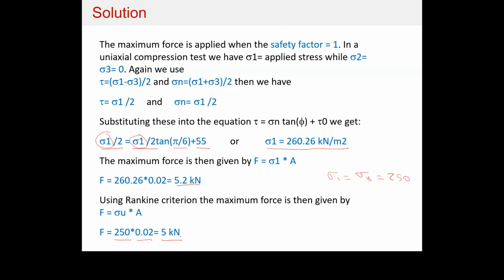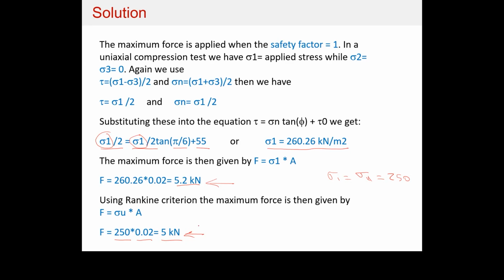Okay? So Rankine is more conservative. Rankine is assuming that the material is going to fail at 5 kilonewton. If you imagine Rankine talking, Rankine is going to tell you, well, once you get to 5 kilonewton, your material would fail. Don't push the force beyond 5 kilonewton. If you imagine Mohr-Coulomb talking, then they would say, well, you can push it up to 5.2. It is not going to fail up to 5.2. So you can get 0.2 more kilonewton of load without failing. So this is why Rankine is more conservative.